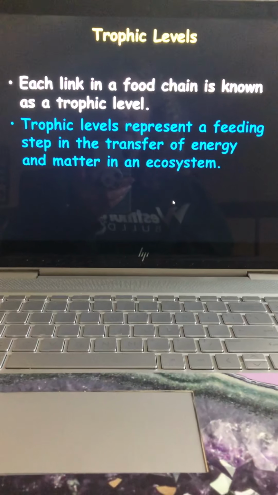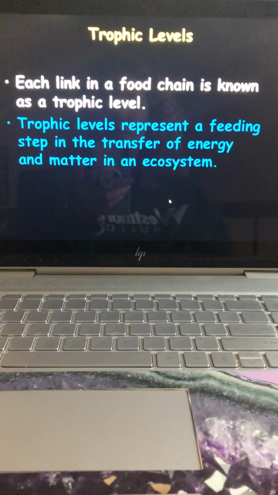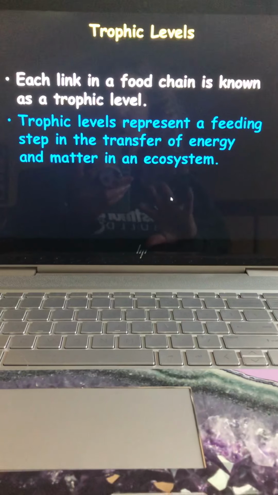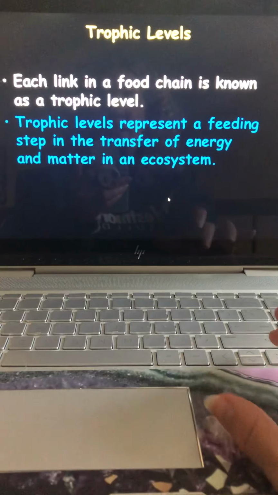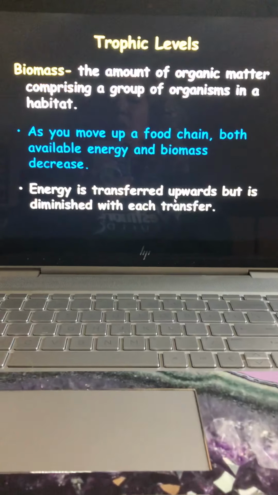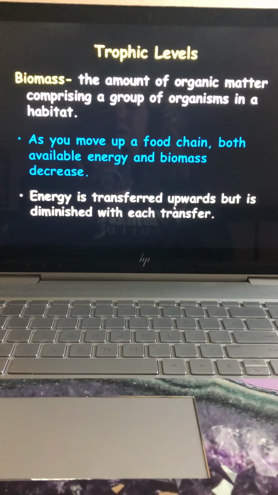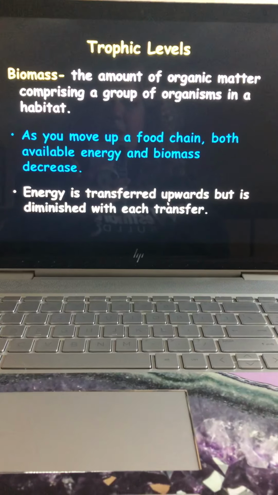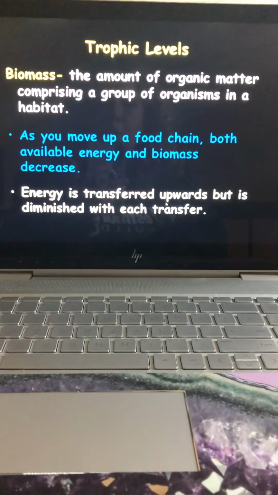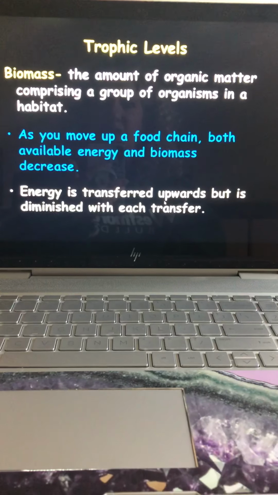So a food chain is just one organism that eats another, and it goes along in this nice sort of chain. And a food web is interconnecting food chains. So let's look at biomass first before we get into food chains and food webs. A biomass is the amount of organic matter comprising a group of organisms in a habitat.